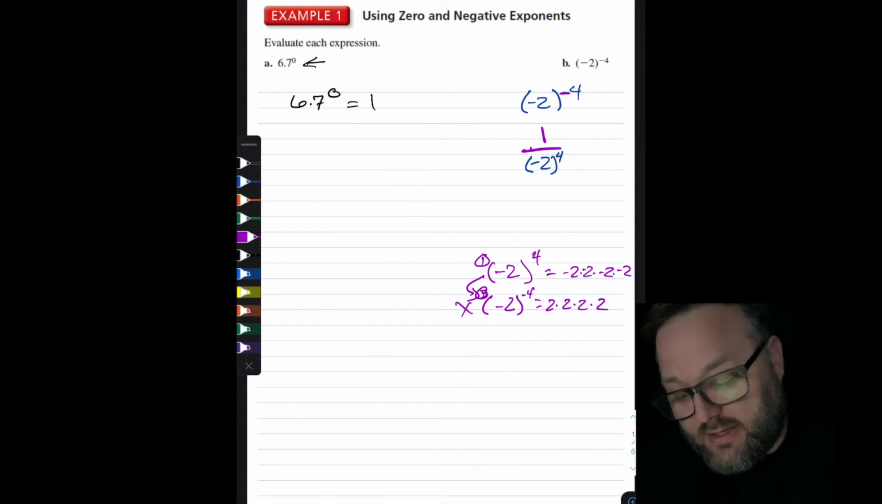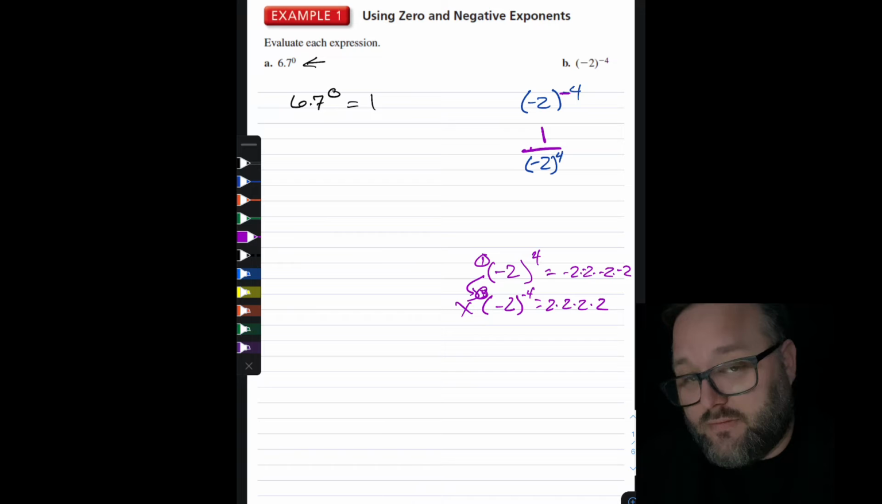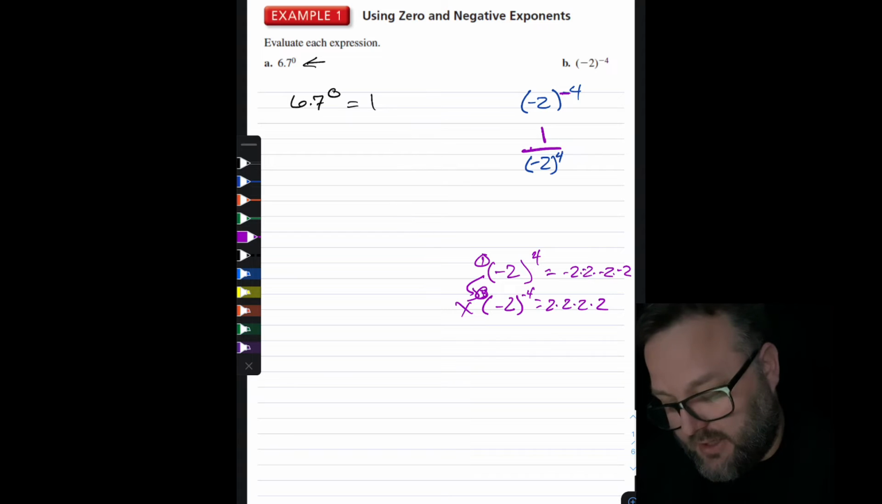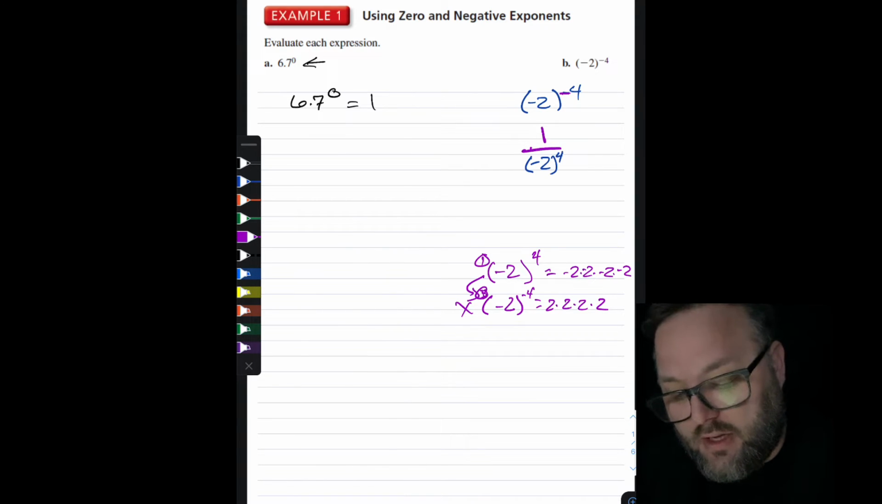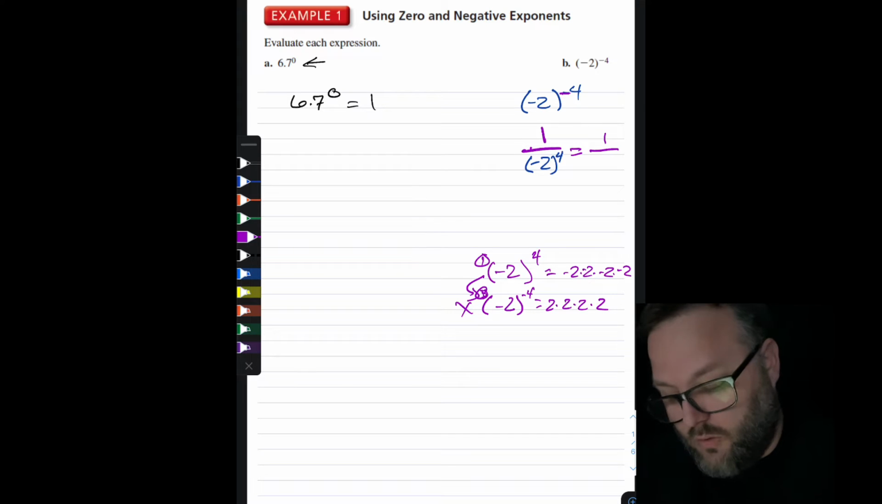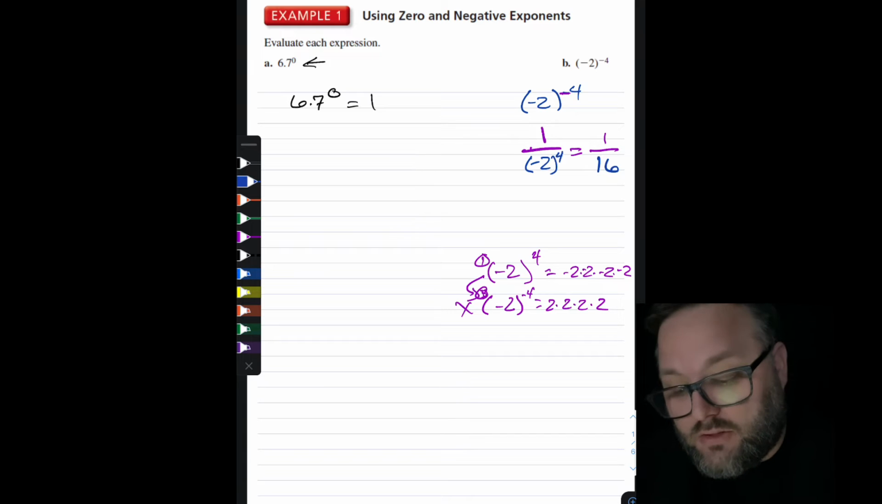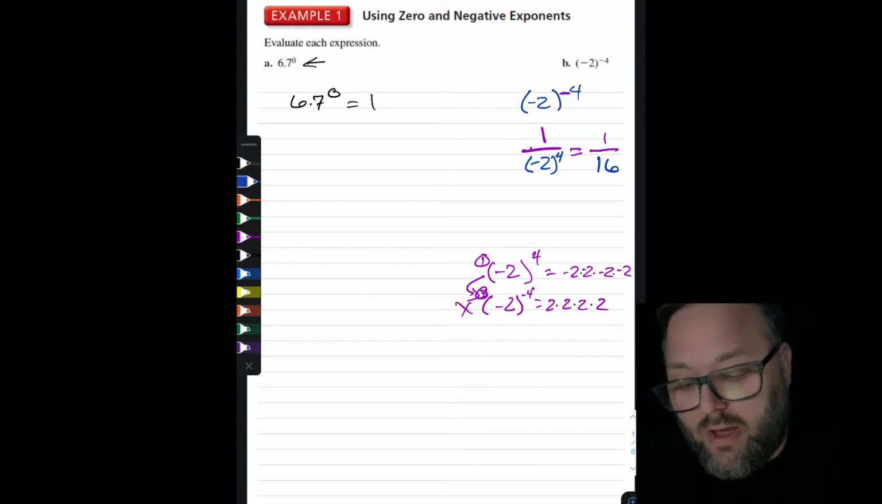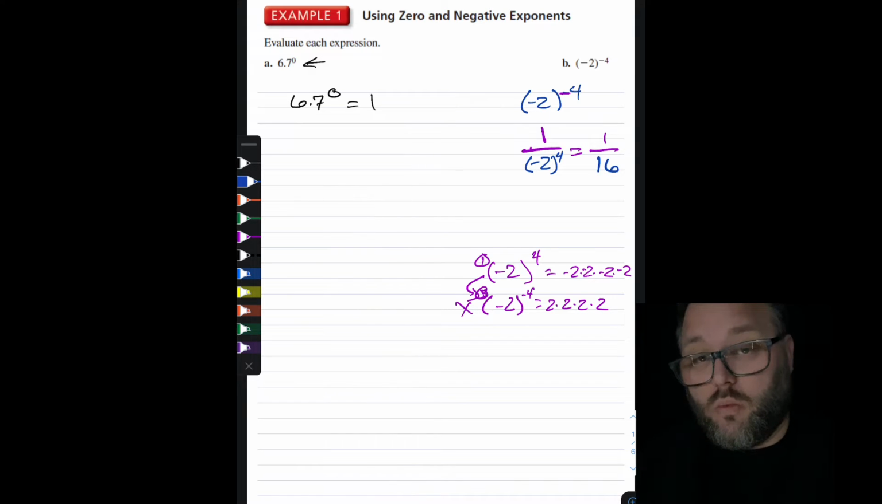Now here we can take -2 times -2, which would be 4, times -2, -8, times -2, which would be positive 16. And so what that means is our answer is 1 over positive 16. So -2 to the -4th power is 1/16.